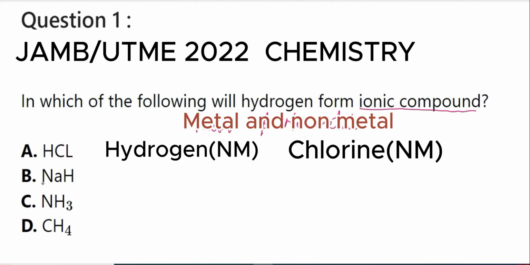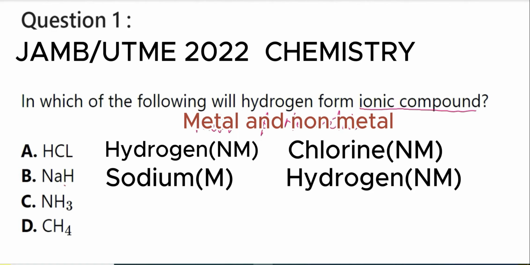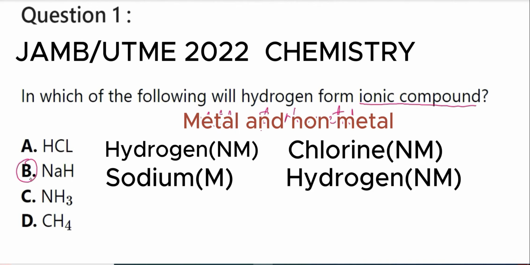and chlorine is a non-metal as well. So option B, sodium is a metal while hydrogen is a non-metal. So ordinarily we'll just stop there. So option B will definitely be the answer. If you want to know more about ionic bond, then you can check out this video.